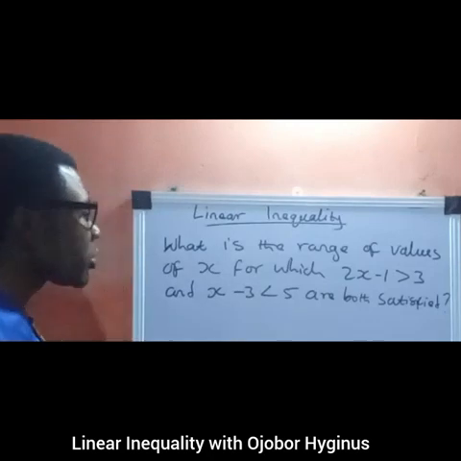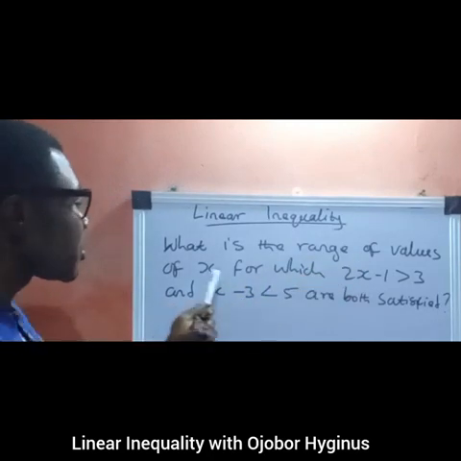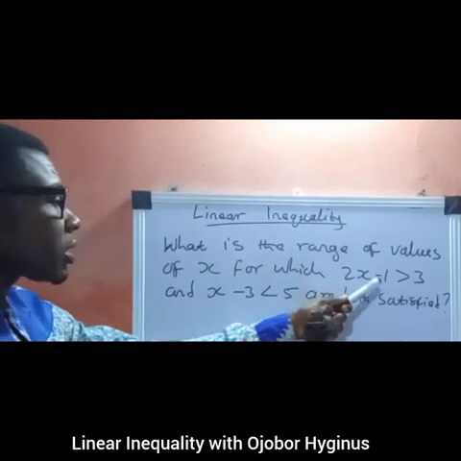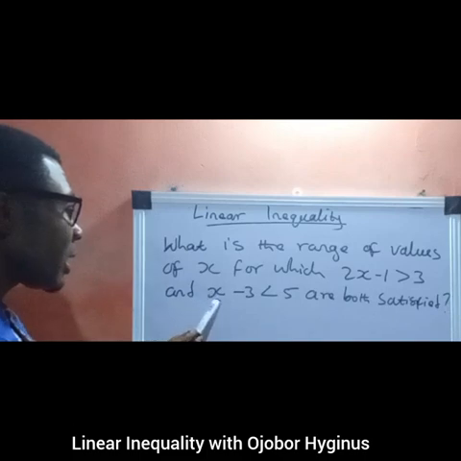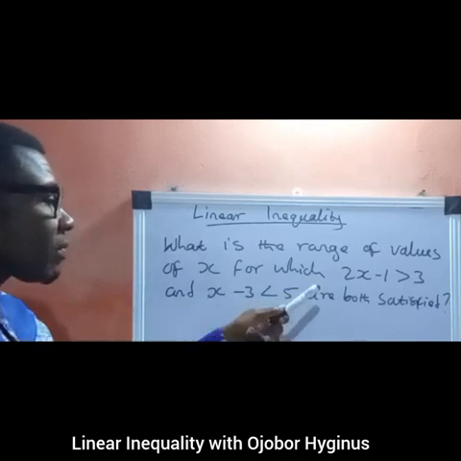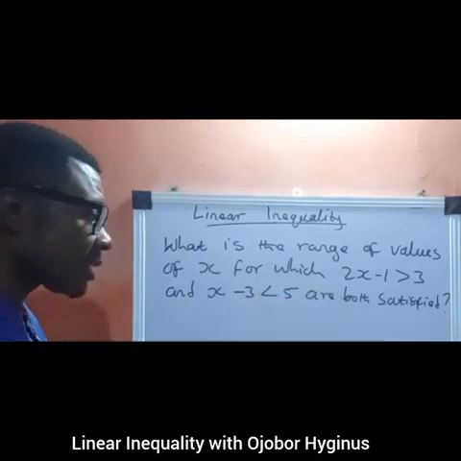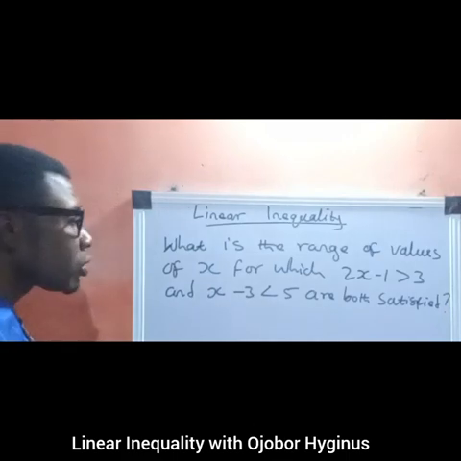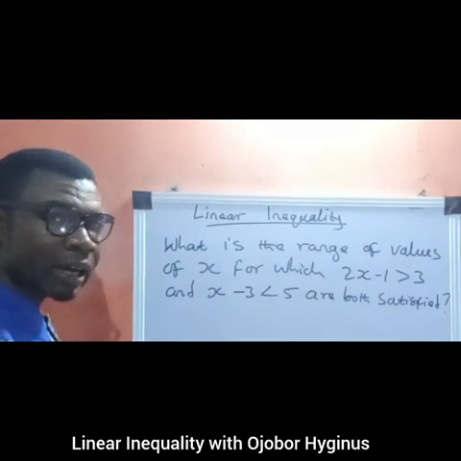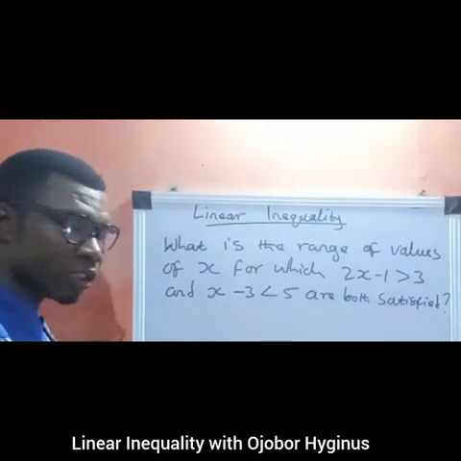So we have this other question. What is the range of values of x for which 2x minus 1 is greater than 3 and x minus 3 is less than 5, are both satisfied? What we just need to do is to solve them separately and get the range of values, then put it together.